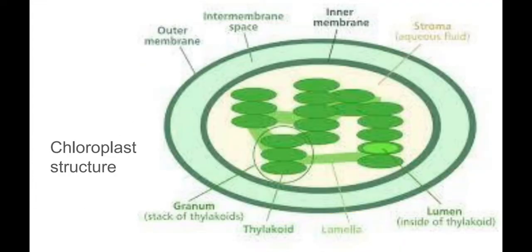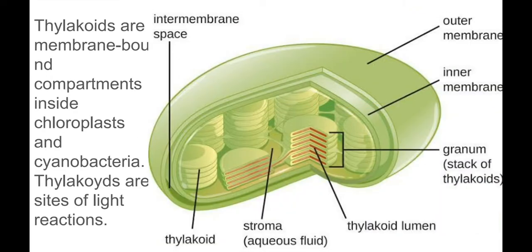It is the membrane. The thylakoids are membrane-bound compartments inside chloroplast and cyanobacteria. Thylakoids are sites of light reactions. So we have light reactions in the thylakoid.